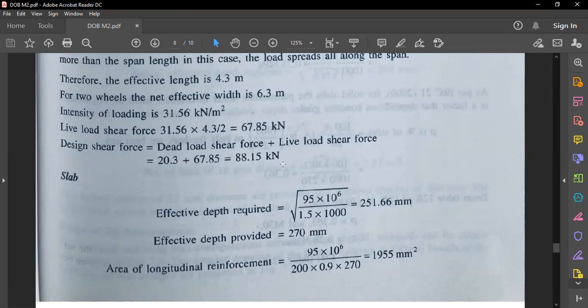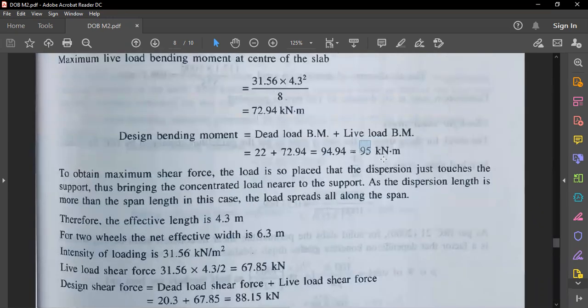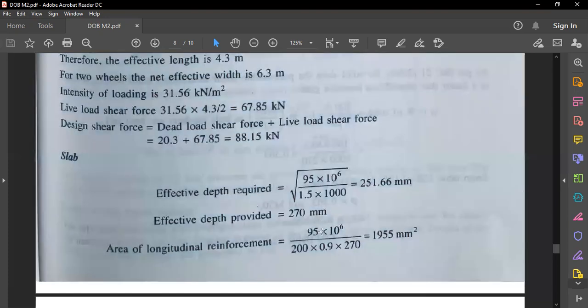Right? So now I have fixed the depth of the slab. I have calculated the dead load of the slab, the moment due to that dead load and the shear force due to that dead load. Next, I have calculated the live load based on the IRC class AA tracked vehicle which is given, the live load coming on the deck slab, the moment due to that live load, and the shear force due to that live load. So now we will check whether the depth provided is sufficient or not, based on the moment coming.